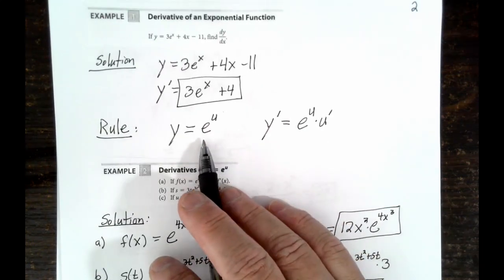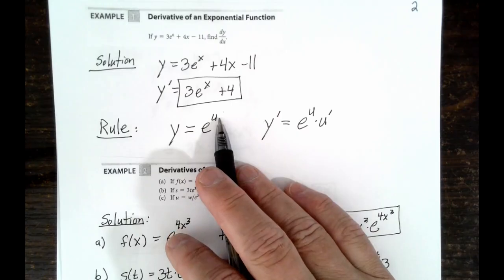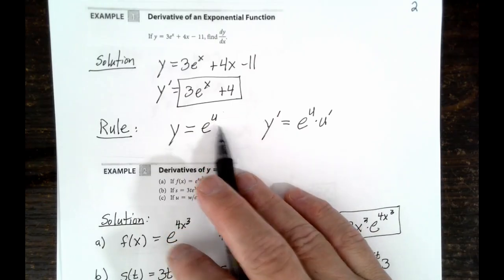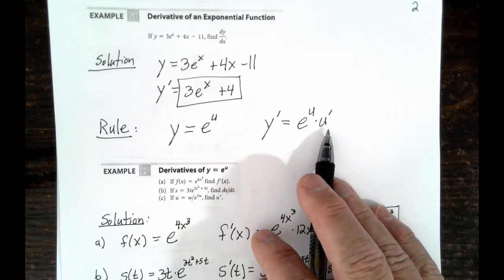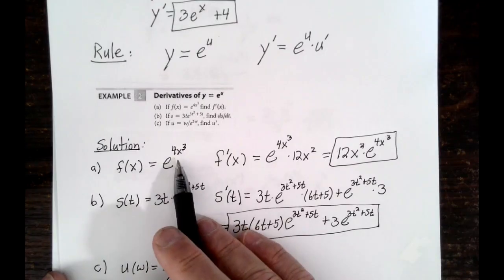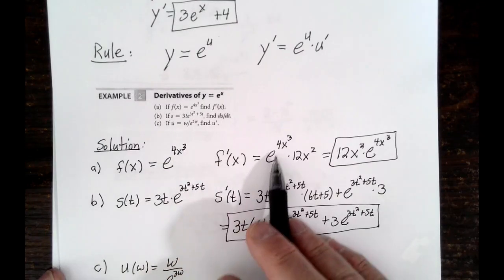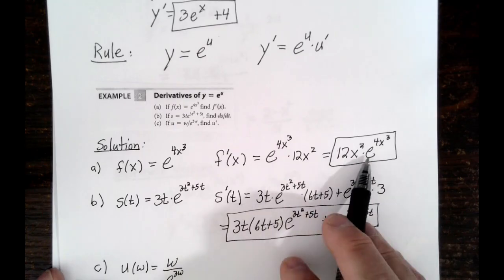Now there's a rule here that says if you have e not just to the x, but e to a function, meaning more complicated than just x, you get back what you started with, but you also get back the derivative of the exponent. So if we have e to the 4x cubed, we have e to the 4x cubed times the derivative of 4x cubed, which is 12x squared.